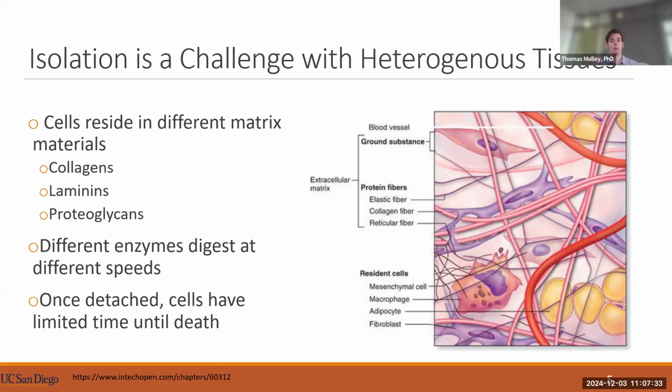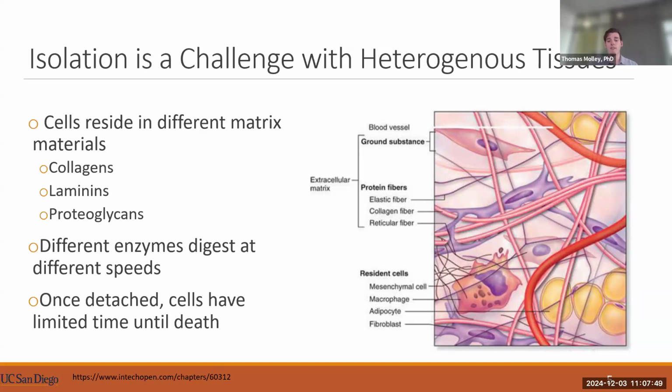And once these cells have been removed from their individual, preferred matrix that they typically bind to, they can begin to undergo apoptosis if we're not careful. And so again, if you try and digest a tissue for 48 hours or something to really remove everything, the cells probably aren't going to survive. So we're kind of on a clock here.